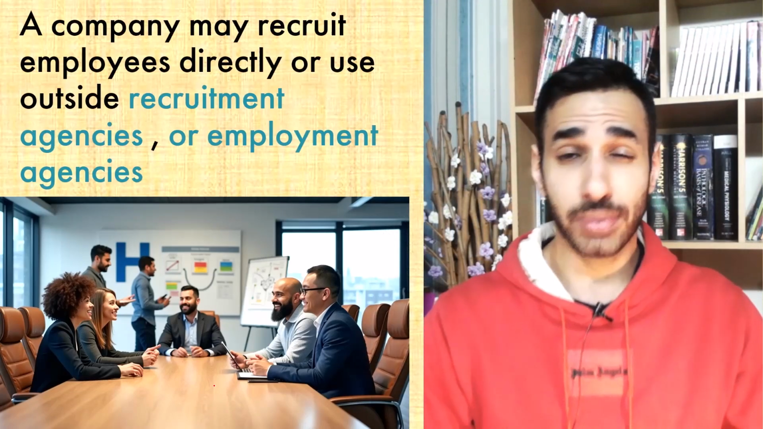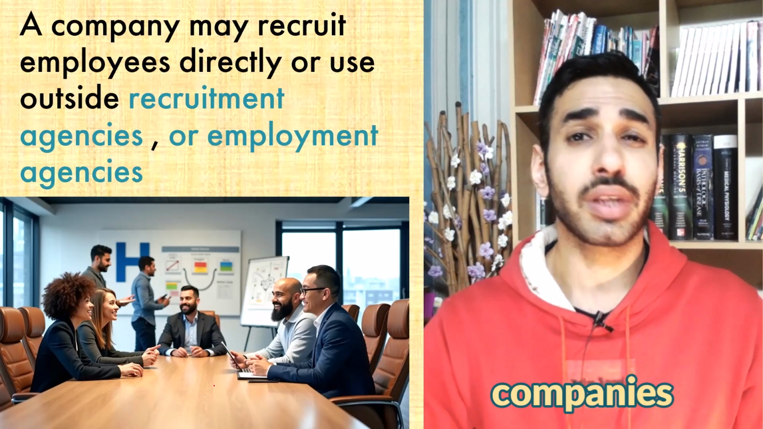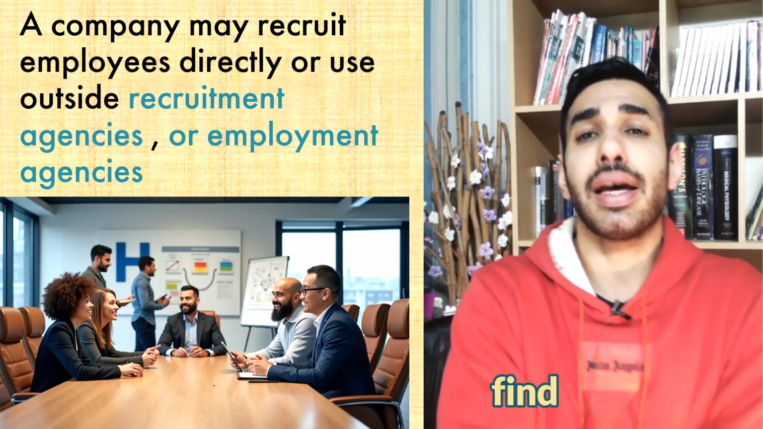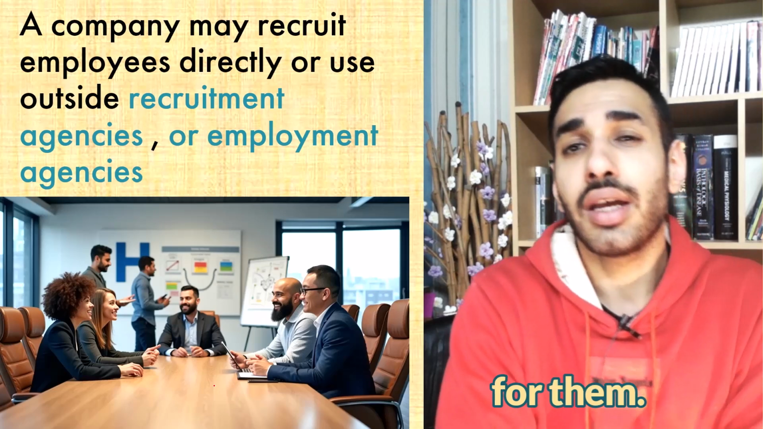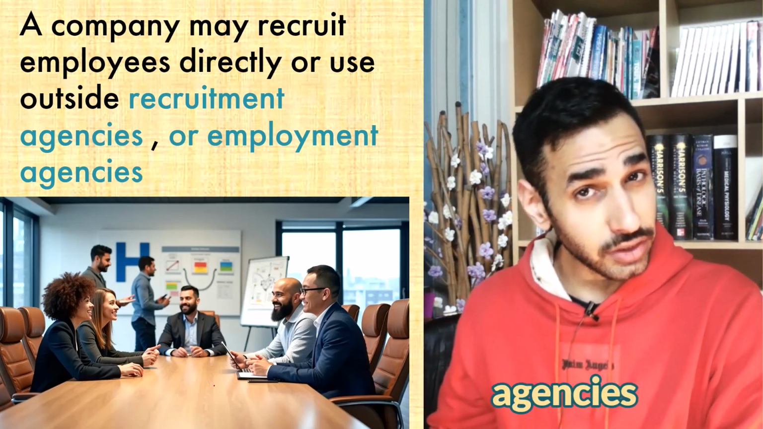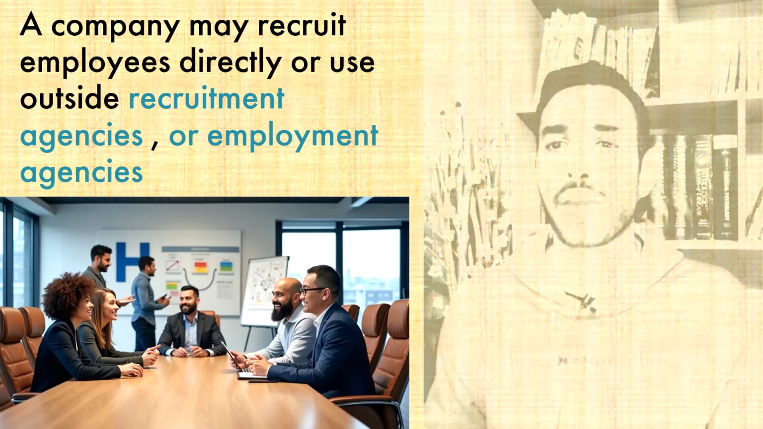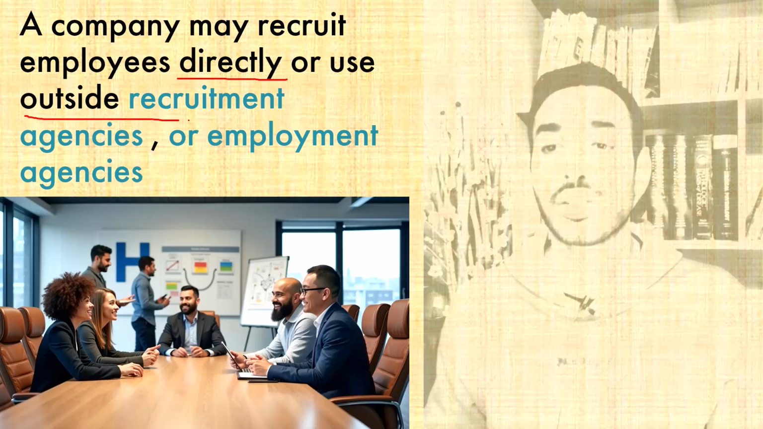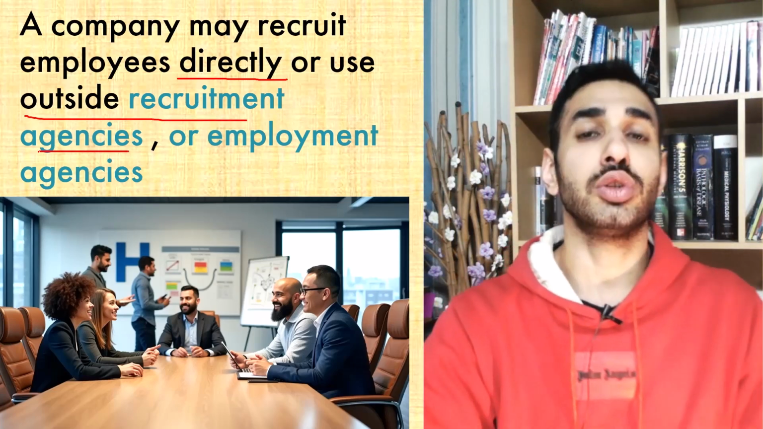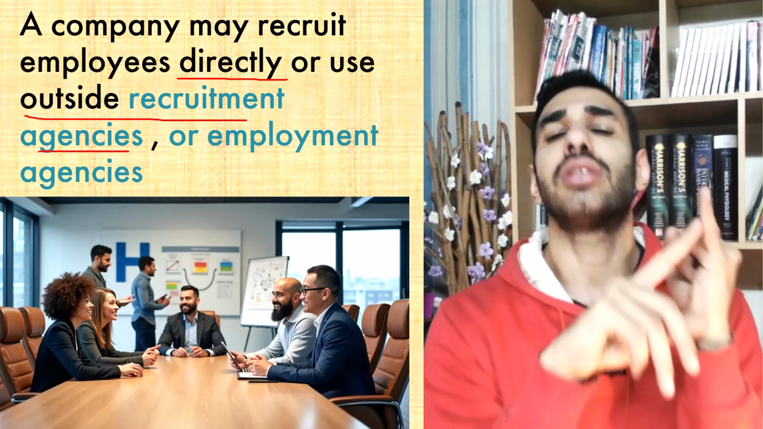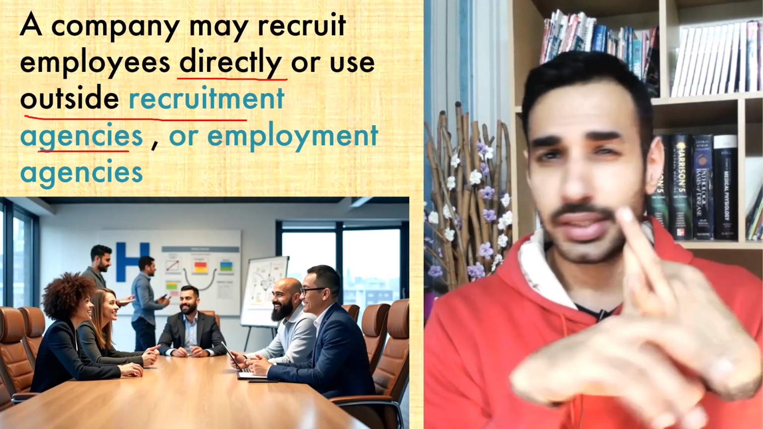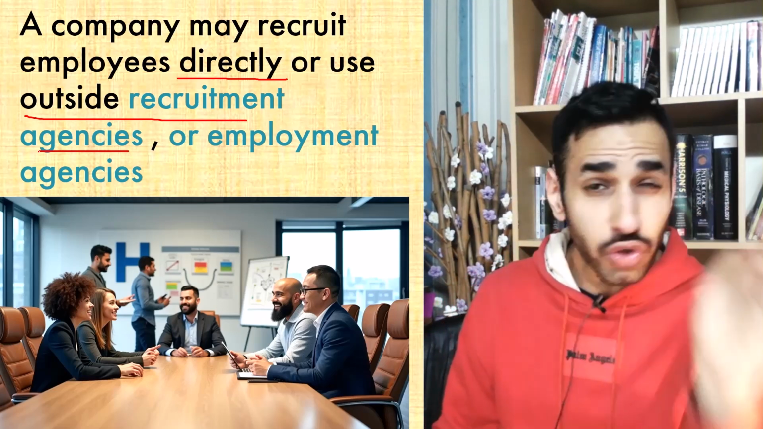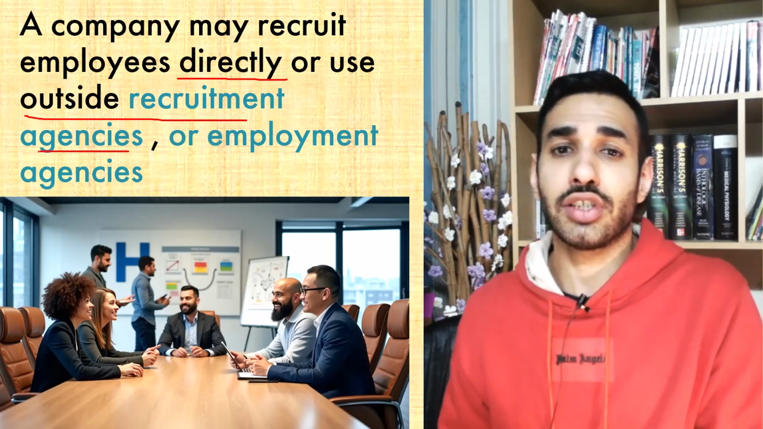Now we have recruitment agencies or employment agencies, companies that help people to find new recruits, to find new members, to find new people to work for them. These companies are called recruitment agencies or employment agencies. A company may recruit employees directly or use outside recruitment agencies. So there are 2 ways for a company to hire people. The first way, directly. The second way, using outside agencies. Which agencies? Recruitment agencies or employment agencies.